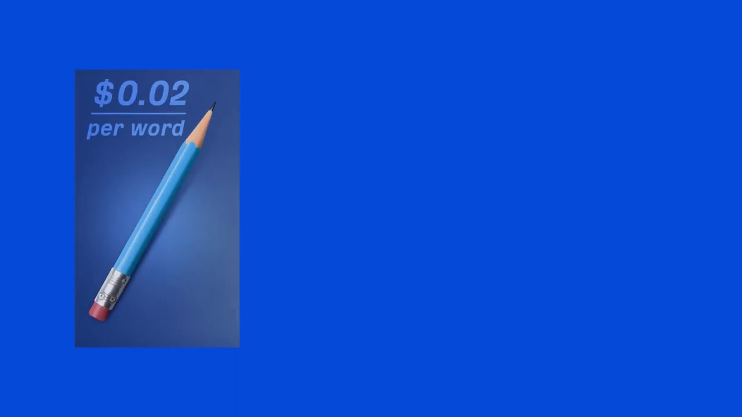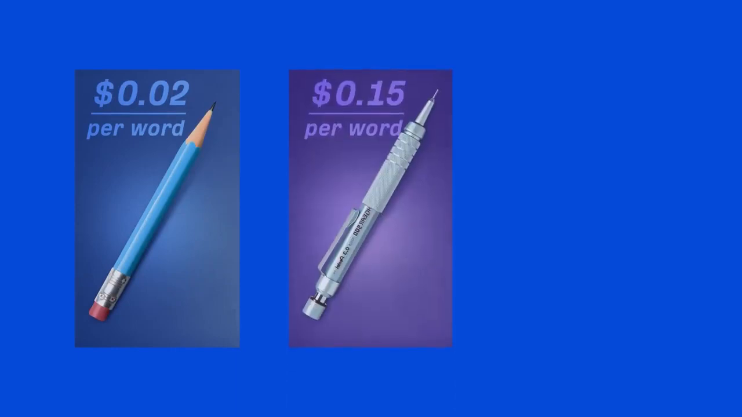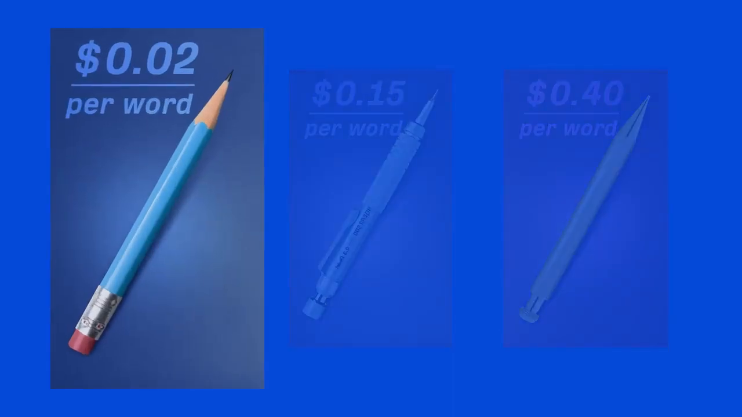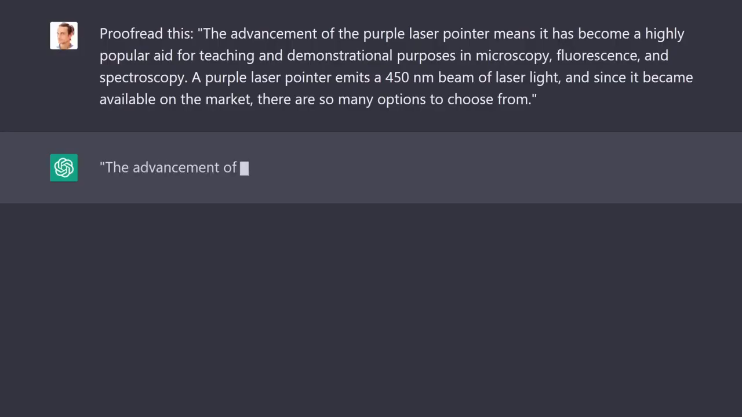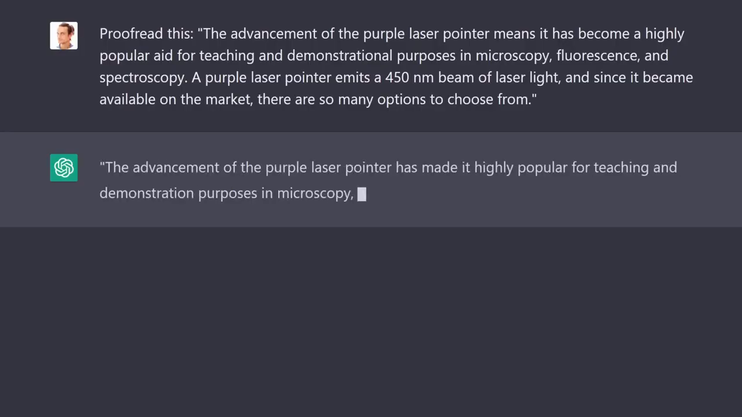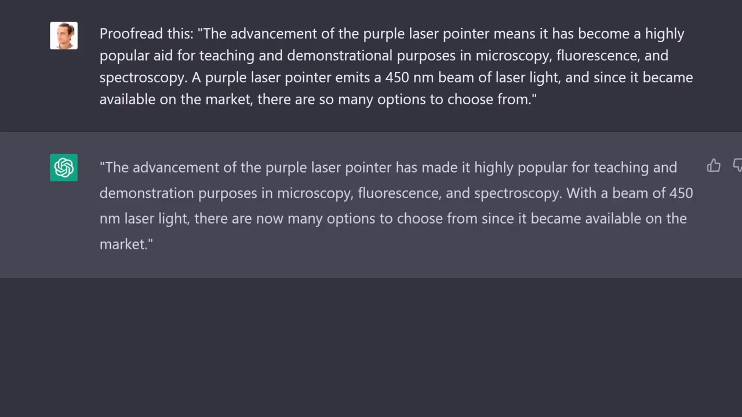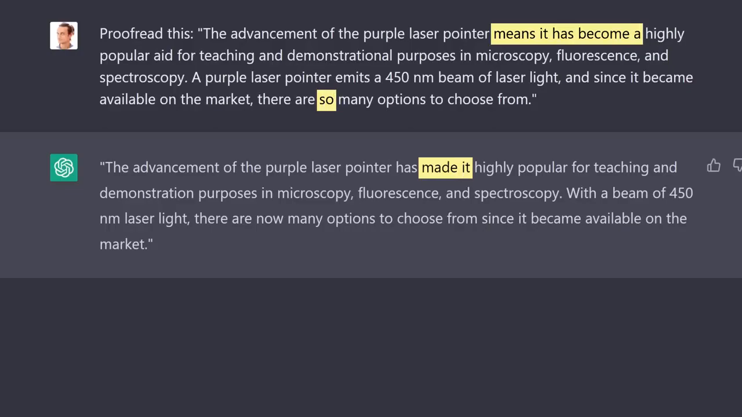Now, another consistently good use case for ChatGPT is proofreading. For example, last year we tested the quality of freelance writers based on their rate, and the cheapest writer we worked with charged us just 2 cents per word. Now, if we take a part of the 2 cent per word post and ask ChatGPT to proofread it, then in seconds, it makes small but accurate improvements.